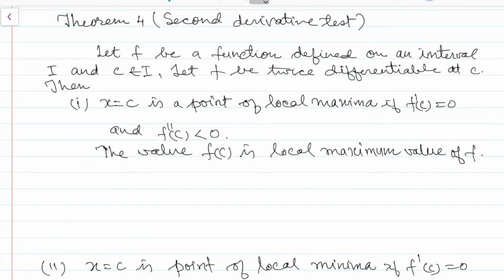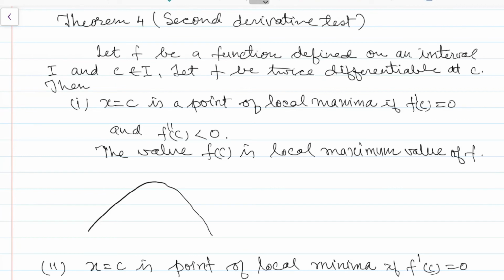Let f be a function defined on an interval I and c belong to interval I. Let f be twice differentiable at c. Then first, x equal to c is a point of local maxima if f dash c equal to 0 and f double dash c is less than 0. The value of f(c) is the local maximum value of f. Let us see how it works.